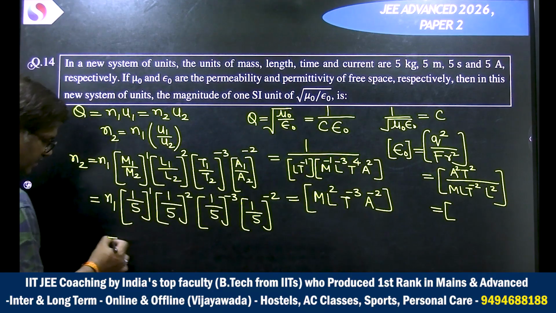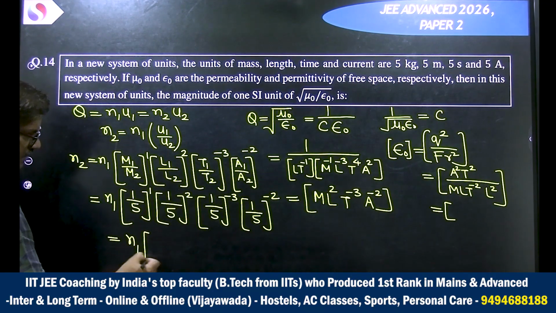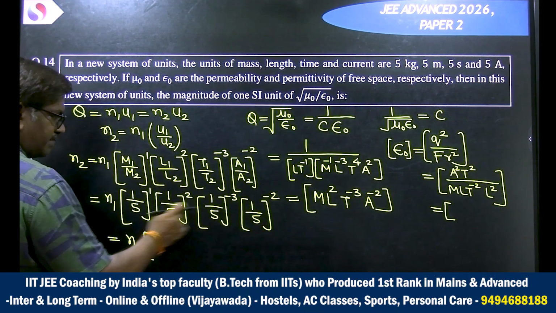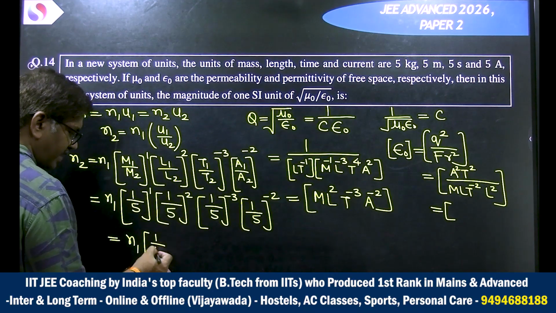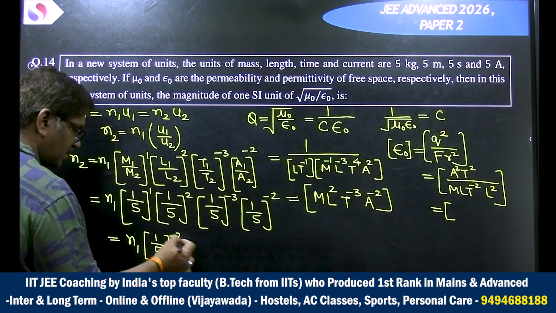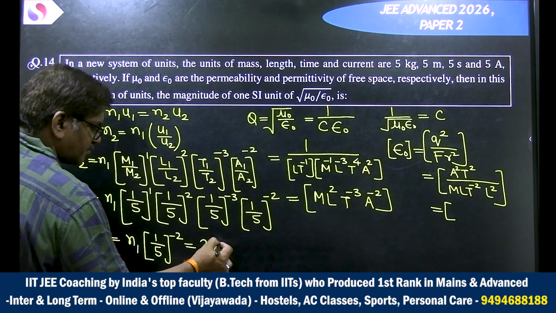So this way you are getting N1. How many powers are there? It is plus 3 minus 3. This is 1 by 5 to the power minus 2, which is 25. So 25 times N1.